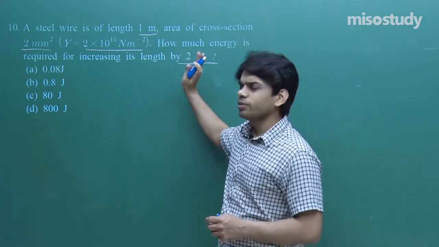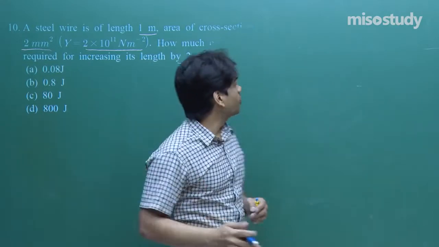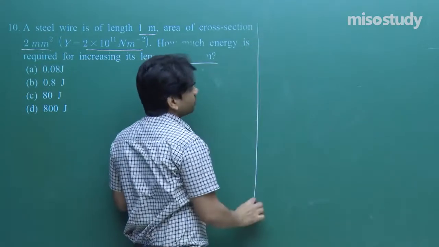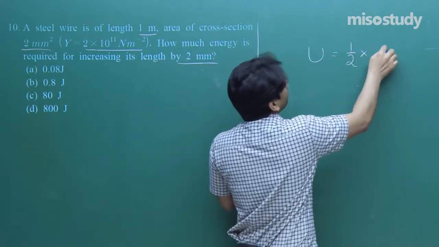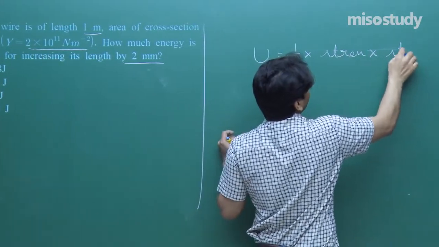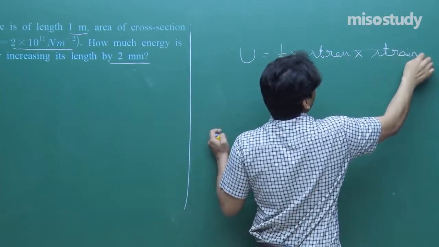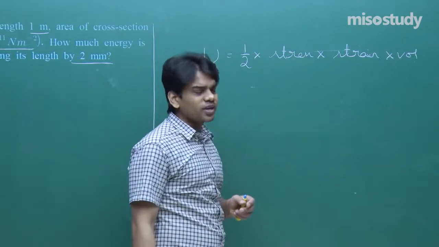The steel wire is of length 1 meter. First of all, let me give you the formula that we have discussed. The potential energy is half into stress into strain multiplied with volume. That's quite simple. That is what we have learned.